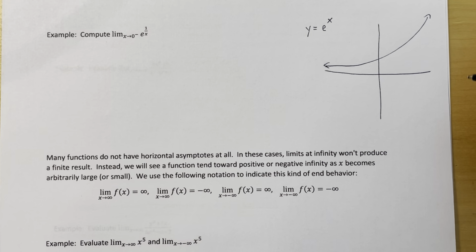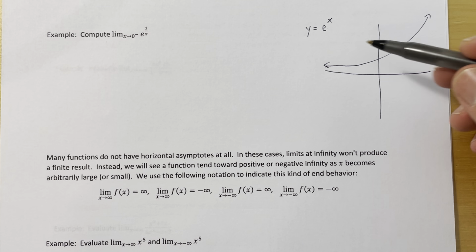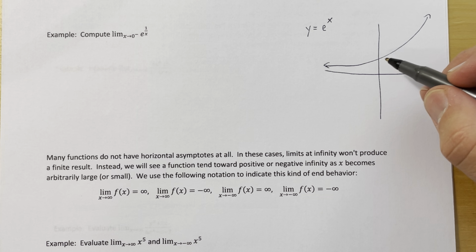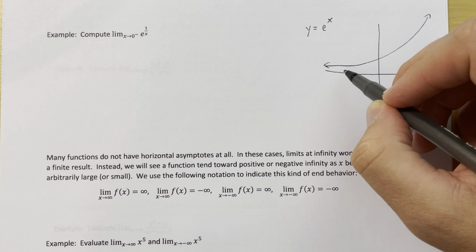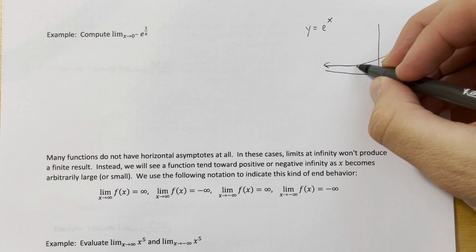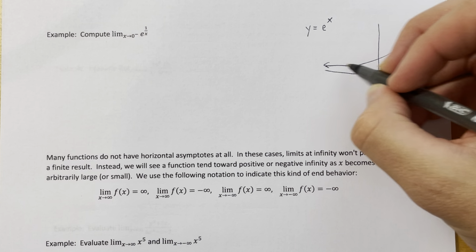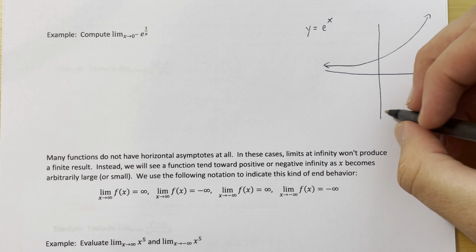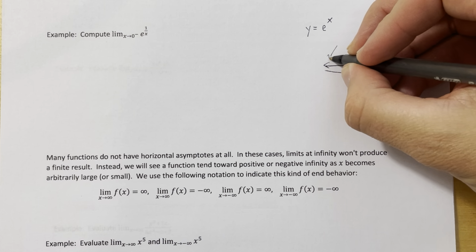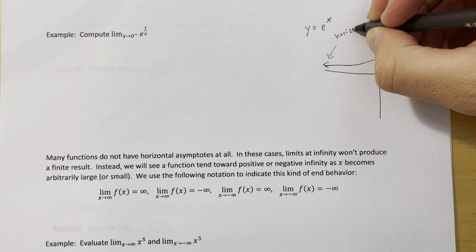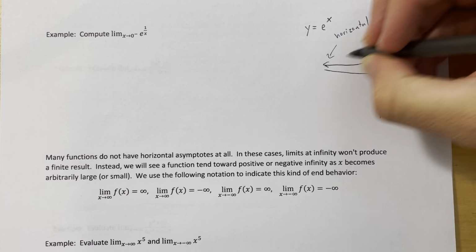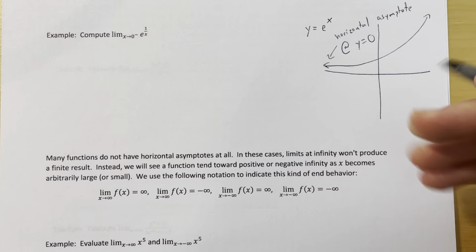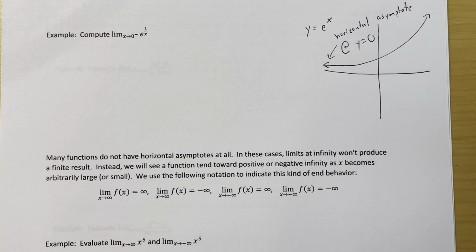Very roughly, right? Now, one thing I know about the exponential function, it does not have a horizontal asymptote as x approaches infinity, but it does have a horizontal asymptote as x approaches negative infinity. You can see that the graph is going to be approaching the line y equals 0, right? So this has a horizontal asymptote at y equals 0, and it only affects what's happening to the graph as x approaches negative infinity.